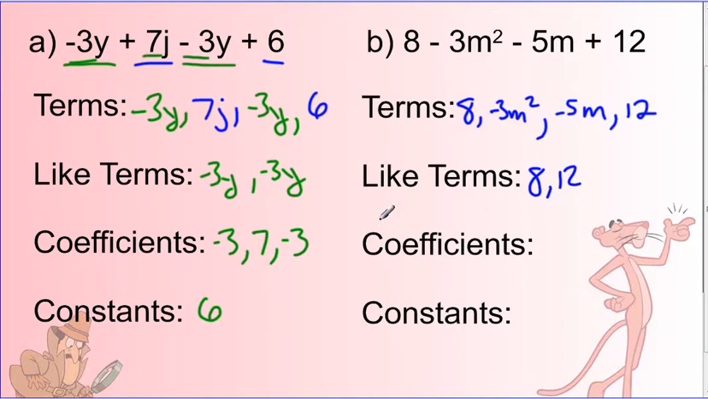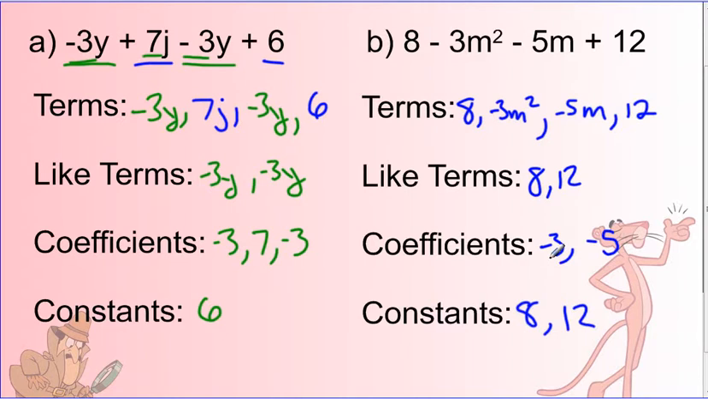Okay, coefficients. The number in front of the variables. If there's two terms with variables, you need two coefficients. So here we have a negative 3, and here we have a negative 5. Lastly, constants. Things without a variable, or terms without a variable. We've got the 8, and we've got the 12. That was a big comma. How about that? So we got the 8 and we got the 12.